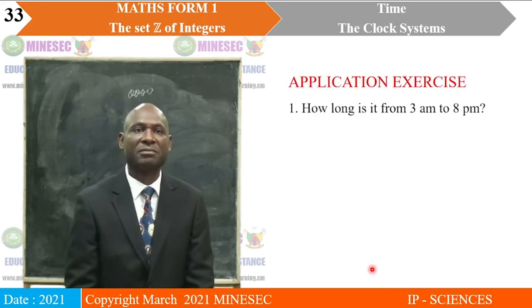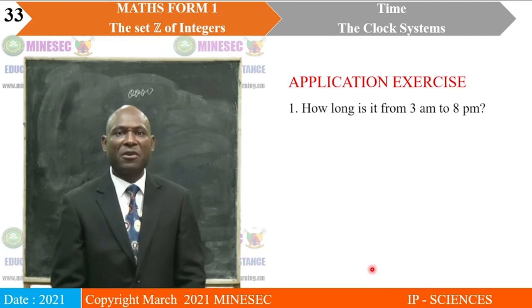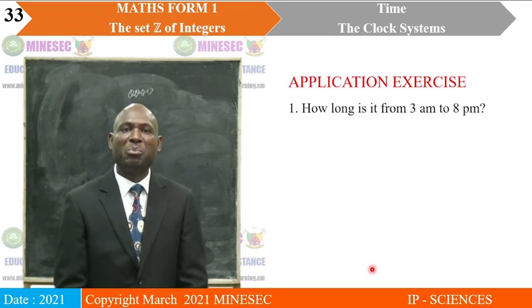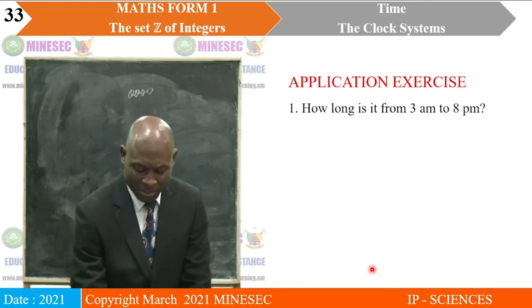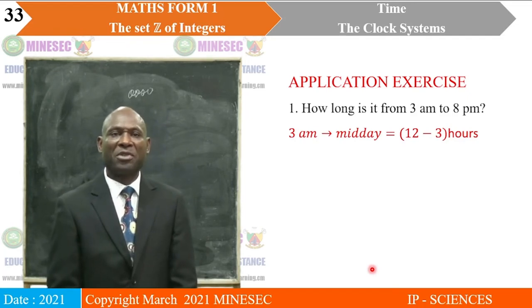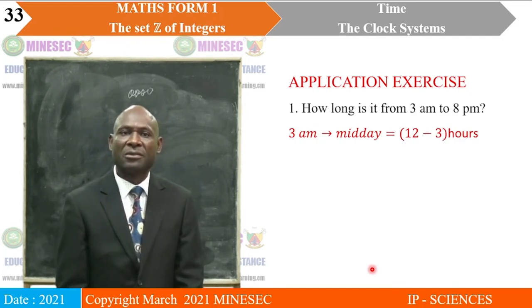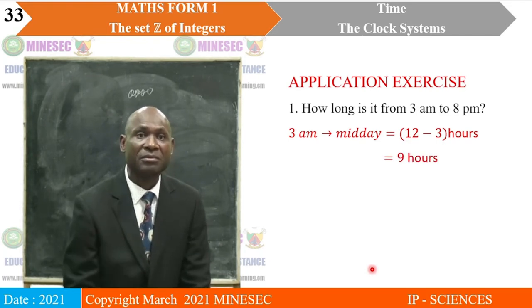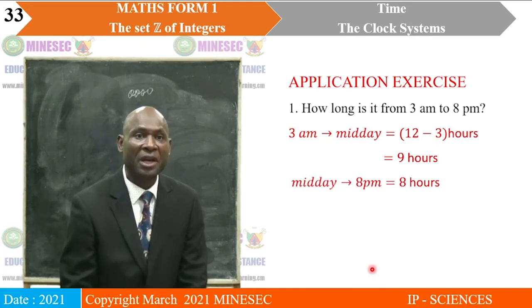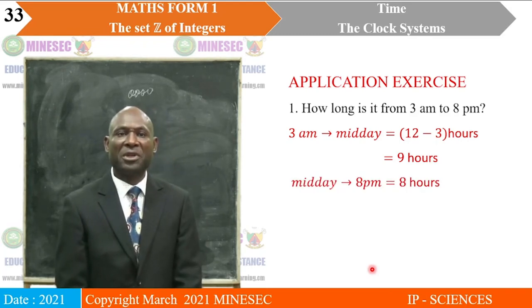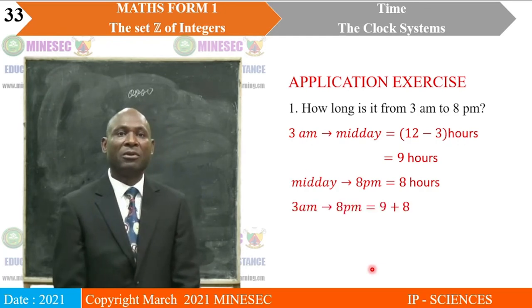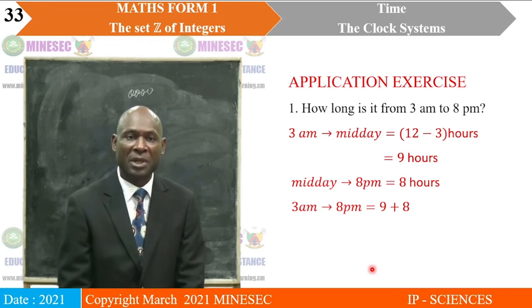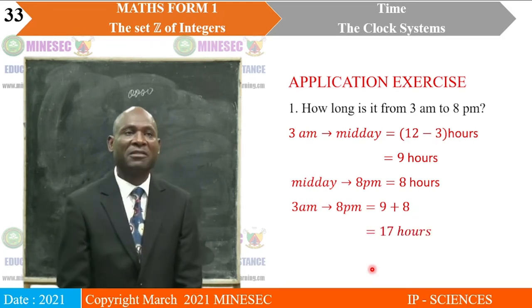Application exercise. 1. How long is it from 3 a.m. to 8 p.m.? We know from 3 a.m. to midday, we have 12 minus 3 hours. That gives 9 hours. Then from midday to 8 p.m. gives 8 hours. So together, the length of time from 3 a.m. to 8 p.m. is 9 plus 8, which is 17 hours.